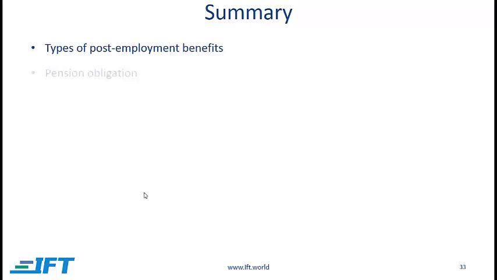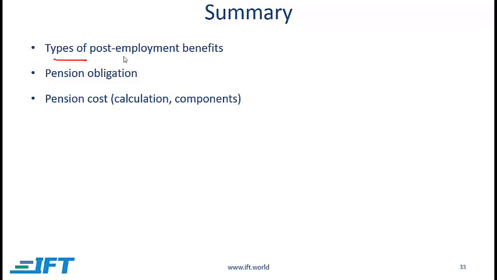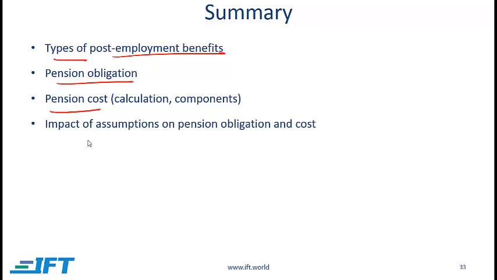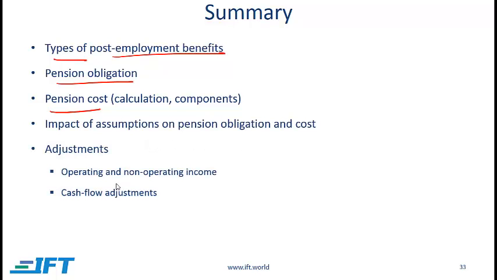This brings us to the end of the reading. Here is a summary of the main points. You should know the different types of post-employment benefits. The most testable or the most significant part of this reading is the pension obligation and the pension cost. So the pension obligation is the present value of future obligations. You need to understand the different pension cost components and how to calculate them. You need to understand the impact of assumptions on pension obligation and cost. You need to know how to make adjustments.